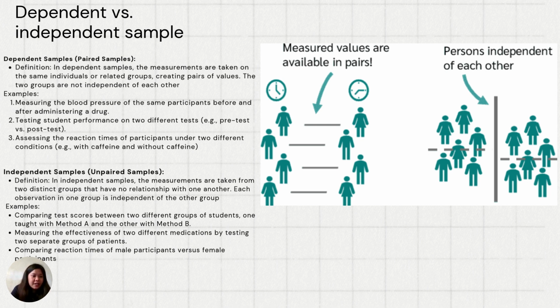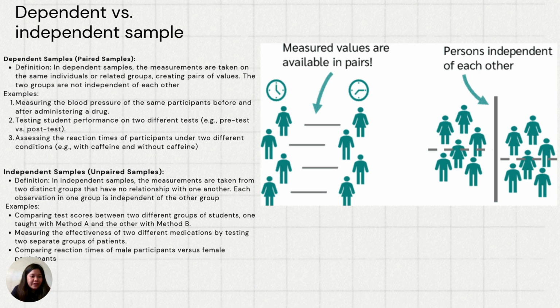Testing a student's performance on two different tests, pre-test versus post-test. Assessing the reaction times of participants under two different conditions, with caffeine and without caffeine. Independent sample, unpaired sample. Definition: the measurements are taken from two distinct groups that have no relationship with one another. Each observation in one group is independent of the other group.